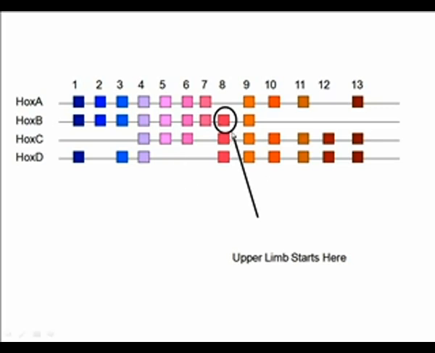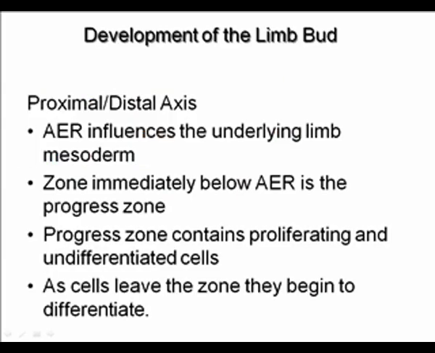In addition, we can identify by some of the Hox genes another relationship where the upper limb starts with a particular constellation of Hox genes, while TBX and the Hox genes do not cause limb development. They signal a region where that development is proceeding. So we can talk about the development of the limb bud and refer to the development of the different axes.